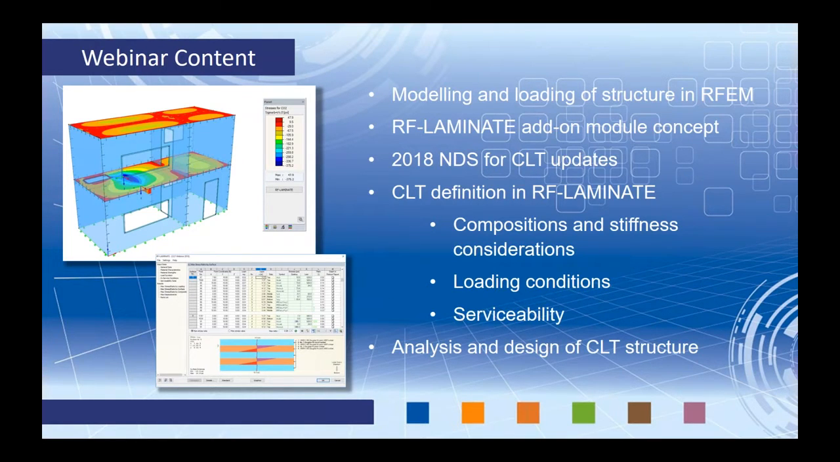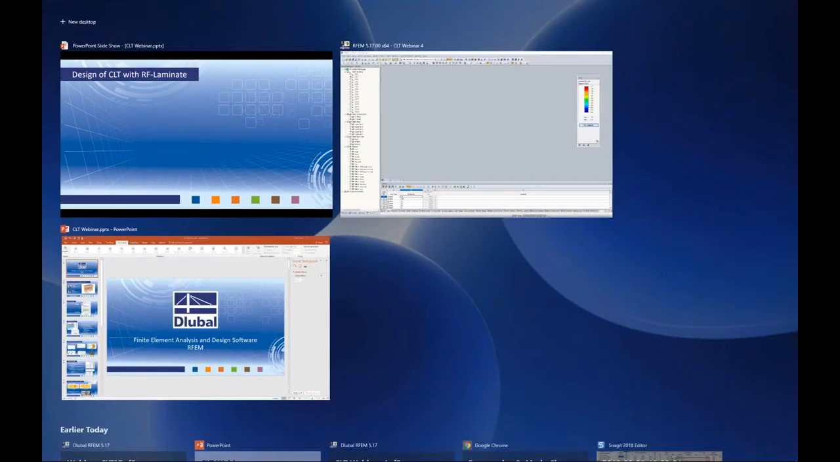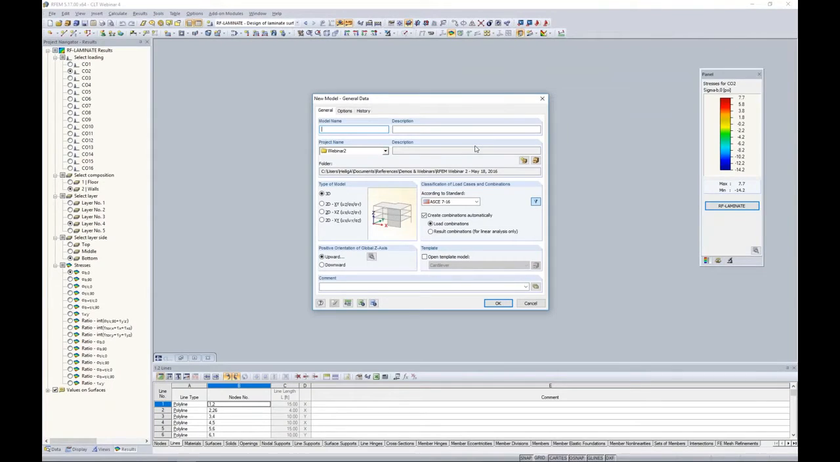Then we'll go back to our example and we'll launch RF-LAMINATE, and here's where we're going to define our CLT compositions, take a look at stiffness considerations, loading conditions, and serviceability, because we can give you deflection checks as well within the add-on module. And finally, we'll run a full analysis and design of the CLT structure according to the 2018 NDS. And with that said, we can immediately jump into our example today.